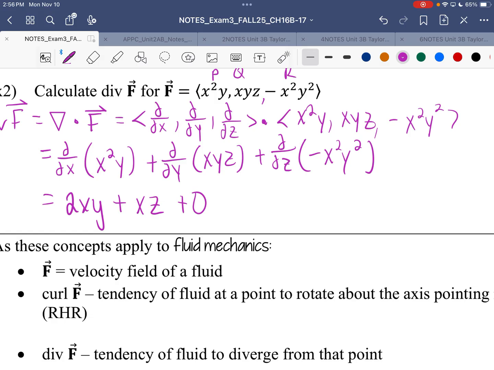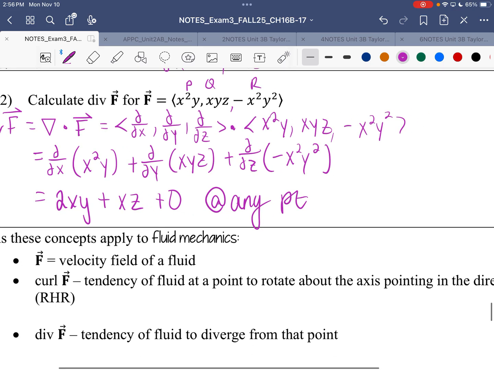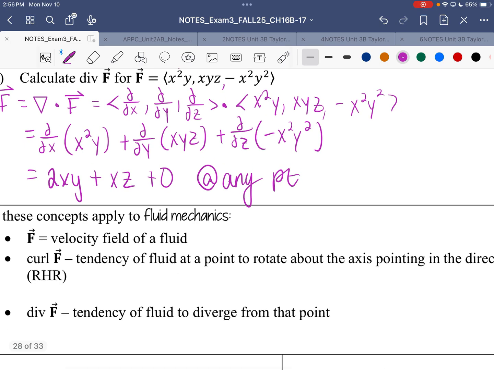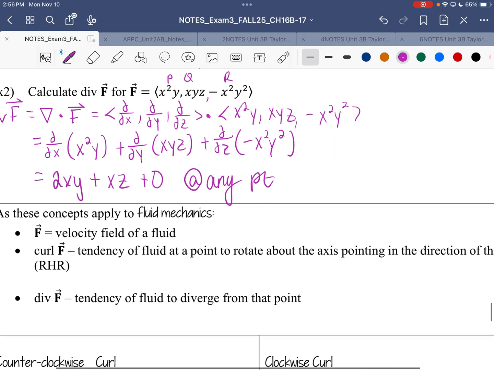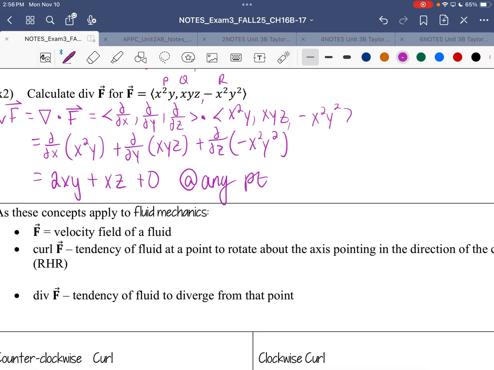So this is the divergence at any point. Okay, so these concepts can apply in fluid mechanics, where F is the velocity field for a fluid, and the curl of that velocity field is the tendency for the fluid at a point to rotate about the axis pointing in the direction of the curl.